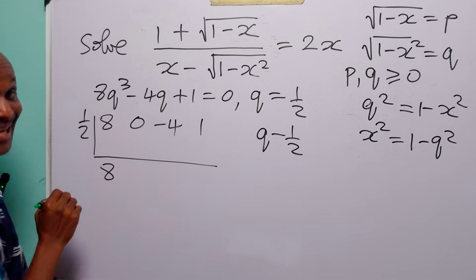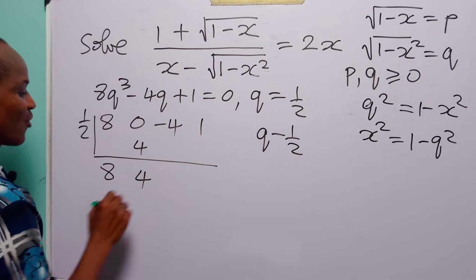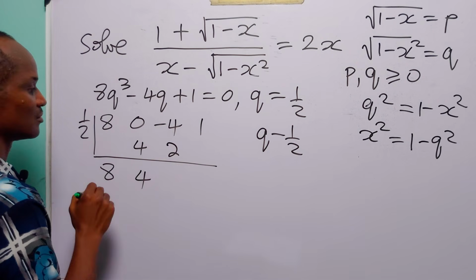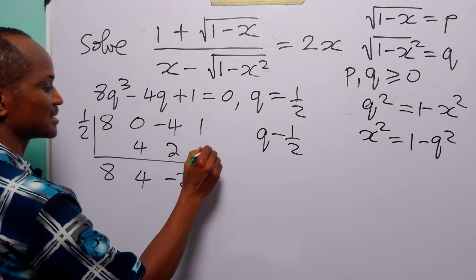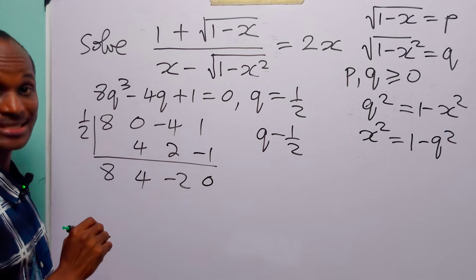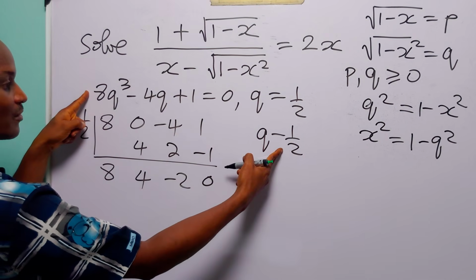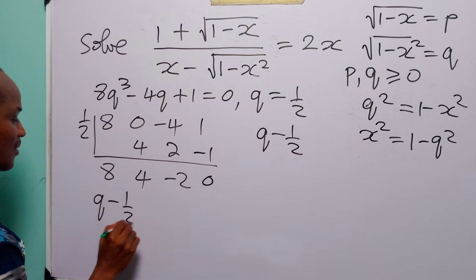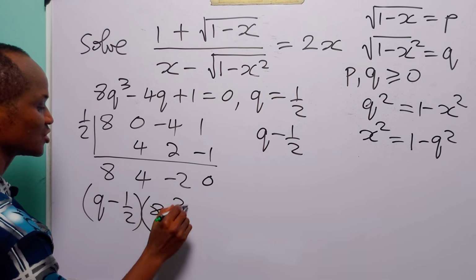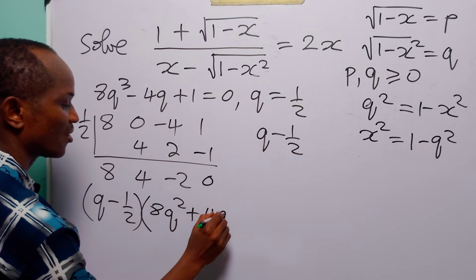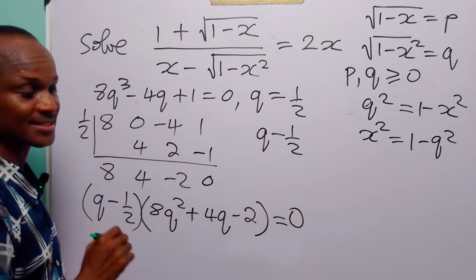We bring down 8. Half times 8 is 4. 0 plus 4 is 4. Half times 4 is 2. Minus 4 plus 2 is minus 2. Half times minus 2 is minus 1. 1 minus 1 is 0. So that means that when we factorize this left-hand side, we have q minus half multiplied by 8q squared plus 4q minus 2. And of course, this is equal to 0.